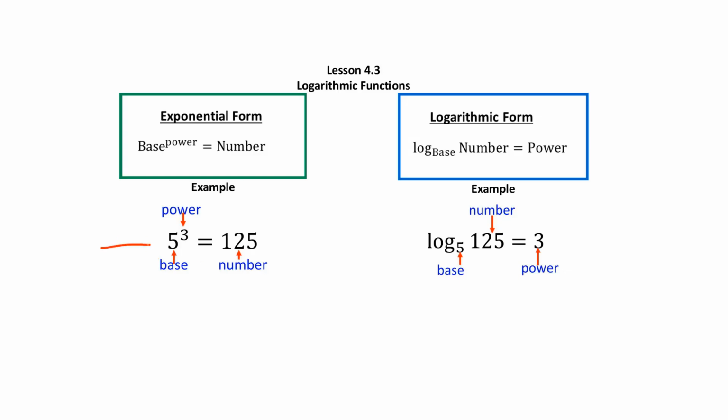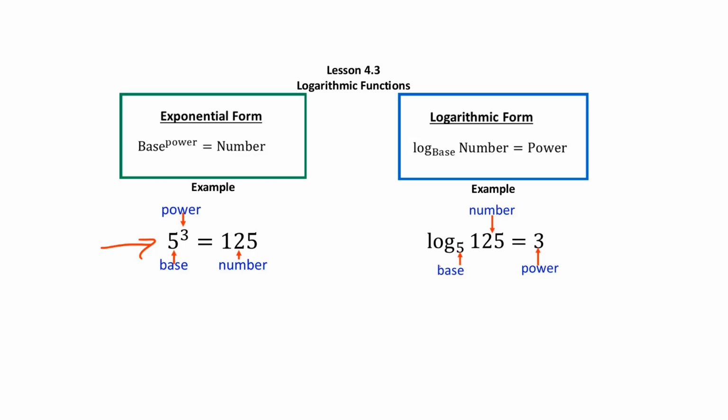We're used to this exponential notation where we say 5 to the third power equals 125. In that equation, 5 is the base, 3 is the exponent or power, and 125 is the number that you get when you raise 5 to that third power, which tells you to multiply 5 by itself 3 times. We're used to that notation.